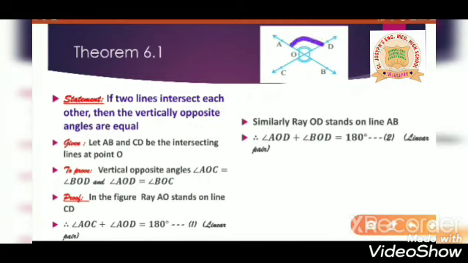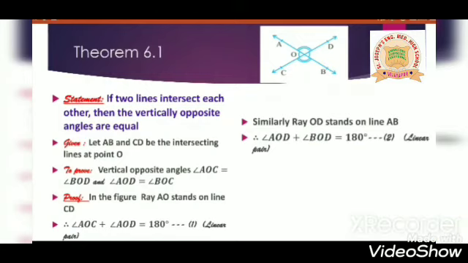See this angle as well as this angle, AOD plus BOD is equal to 180 degrees because it is standing on a line, which means it is a straight angle. A straight angle is equal to 180 degrees. So we write AOD plus BOD is equal to 180 degrees, and we have written the reason again: linear pair. Now we have got two equations. The first equation is AOC plus AOD equal to 180 degrees. And the second equation is AOD plus BOD equal to 180 degrees.